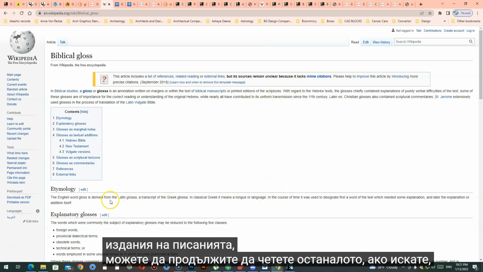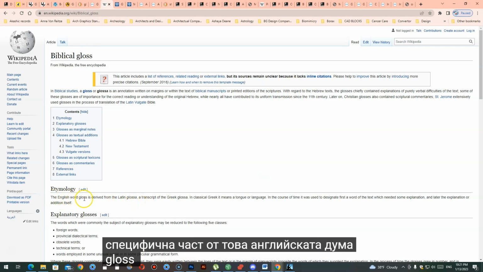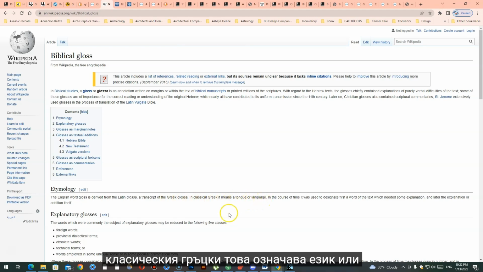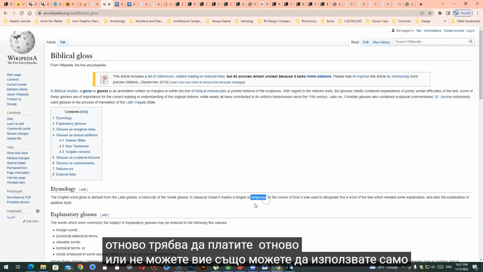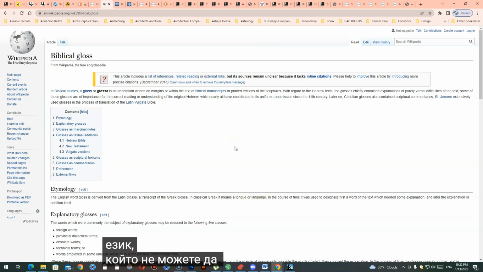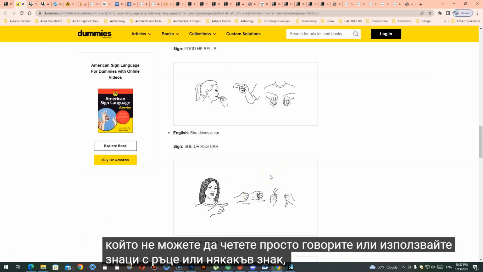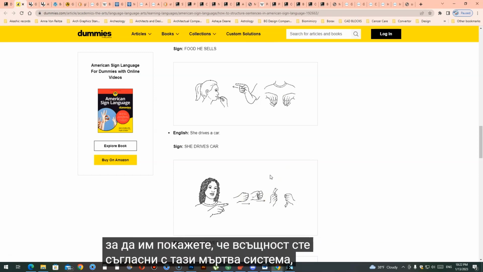You can keep reading the rest if you'd like, but I want to point out a very specific part of this. The English word gloss is derived from the Latin glossa, a transcript of the Greek glossa. In classical Greek, it means a tongue or language. A tongue or language, a pagan, a pay again. You have to pay again. You also can only use language. You cannot read. You just speak or use hand signs or some kind of sign to show them that you are in fact agreeing to this dead system.